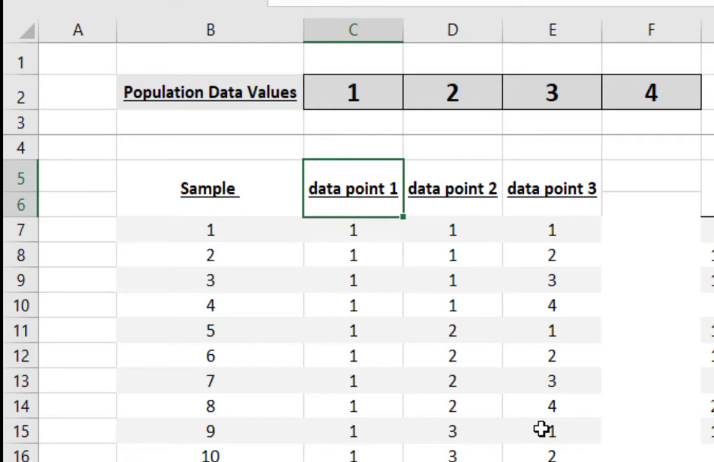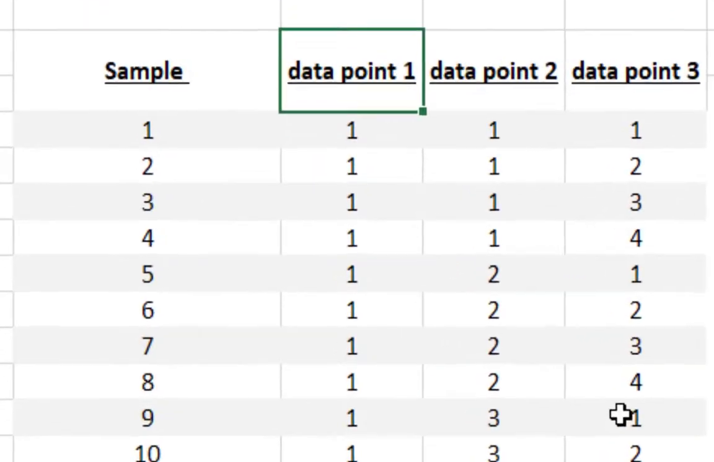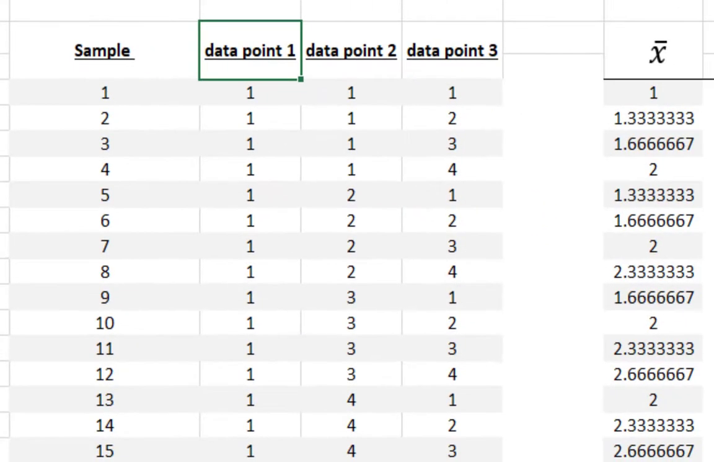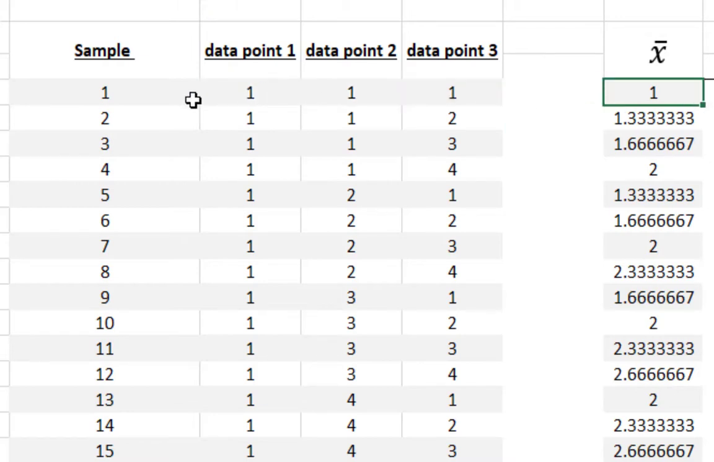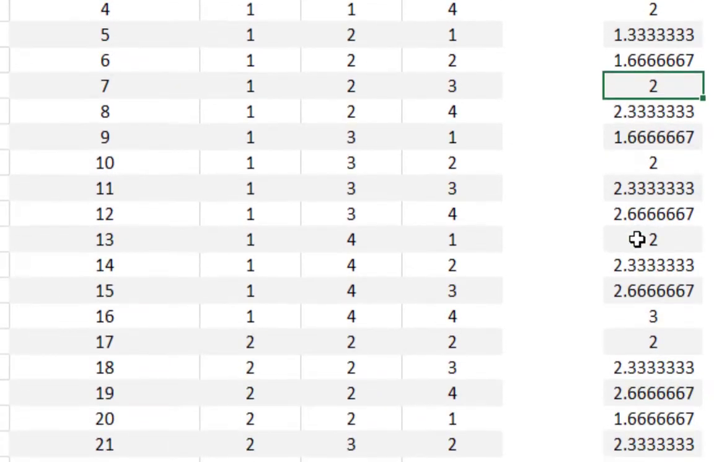So what I want you to do now is forget about the population for a second, because you're a statistician. The only thing you get to look at is your sample. So what I've done here in column G is I've taken the average of the sample. This first sample has an average of 1, since it's 1 plus 1 plus 1 divided by 3. This one has a sample average of 1 1/3, because it's 4 divided by 3. Then 1 2/3, 5 divided by 3, and so forth. And you work your way down and you can see all the sample averages.